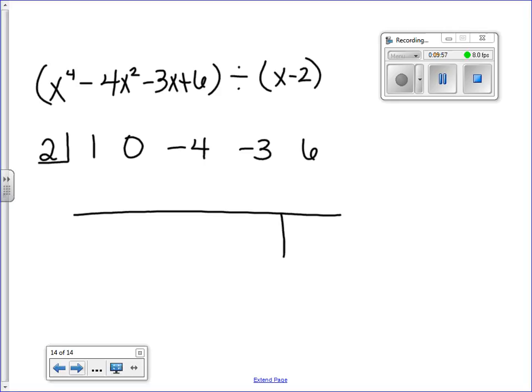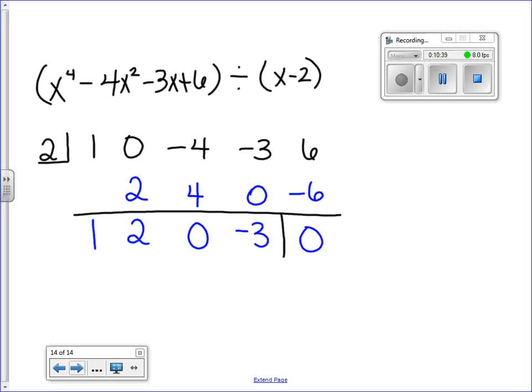What's the first thing that happens? Drop down that first number. The first number comes straight down. And then what happens? Multiply. 2 times 1 is 2, so that goes right there. And then add: 0 plus 2 is 2. Then multiply: 2 times 2 is 4. Negative 4 plus 0, okay, multiply. 2 times negative 3 is negative 6.